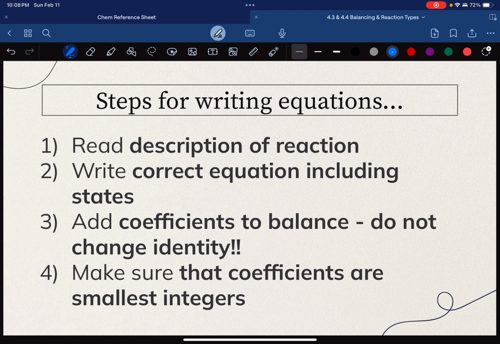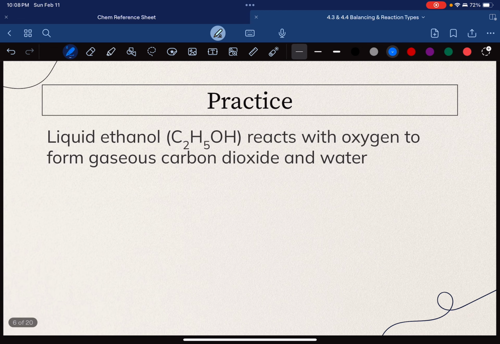Step 2 is very important for you feeling confident in your ability to write formulas for compounds, because if you write them incorrectly, it will be very, very difficult to actually balance the equation. So let's do some practice.